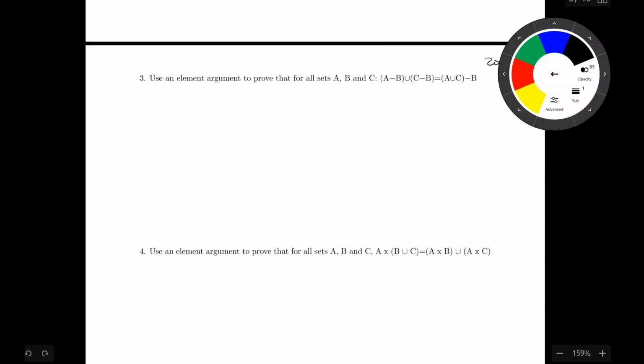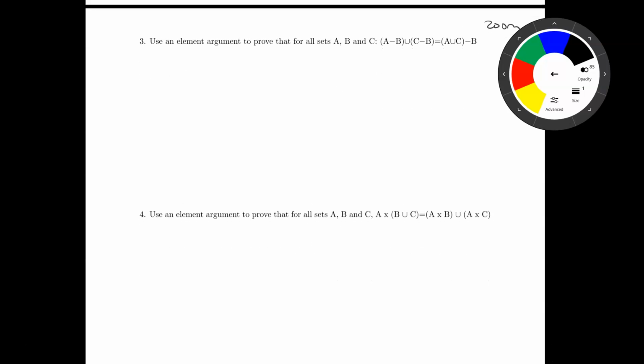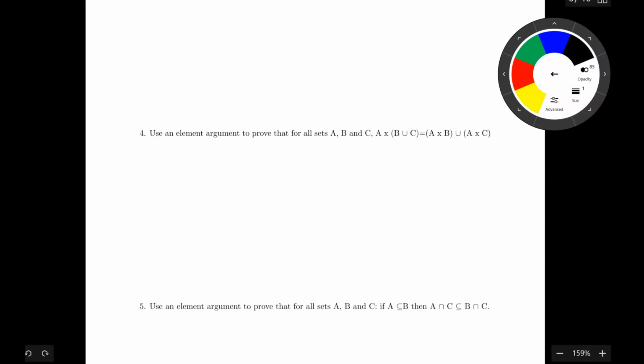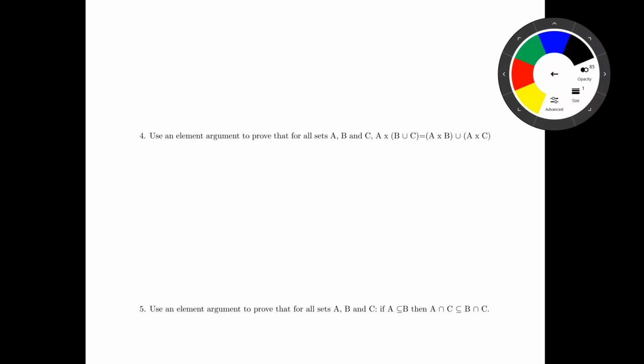Let's see, this one I thought I would do. Okay, let me do this one. Oh my goodness, the ordered pairs here. If I want you to do an element argument, I'm always going to tell you. So here's the element argument: show this direction and then show this direction. I'm going to start here.